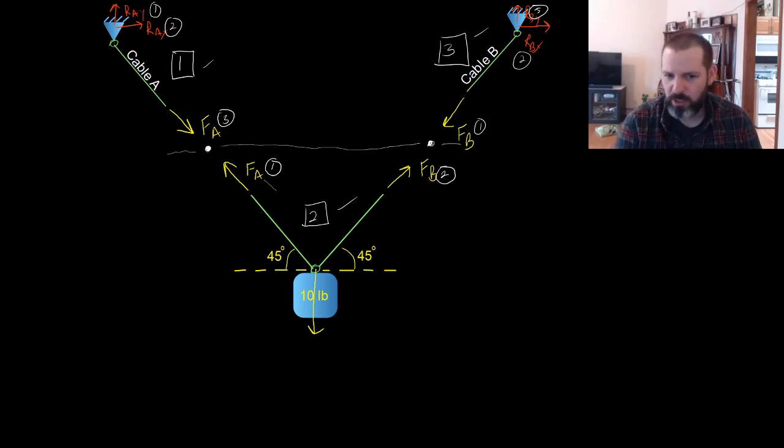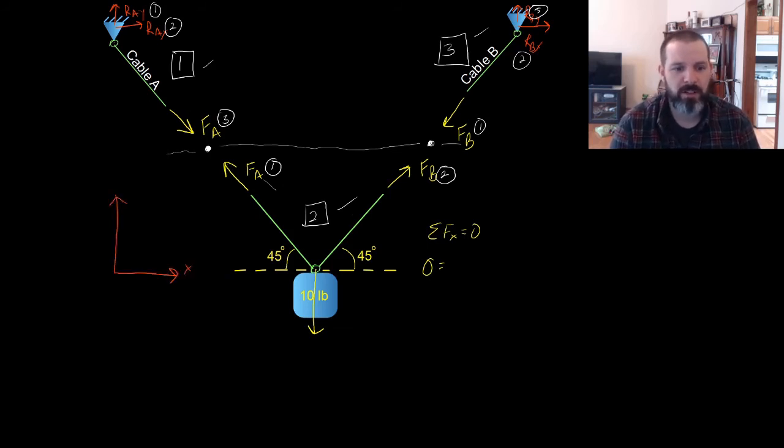So those three equations are, as always, sum of forces in the X has to equal 0, sum of forces in the Y equals 0, and the sum of the moments equals 0. I'm going to start writing my X equation. So sum of forces in the X have to equal 0. 0 is going to equal FA, and if I draw my coordinate system back on here, is going up and to the left. So if I look in the X direction, it's going in the negative X direction.